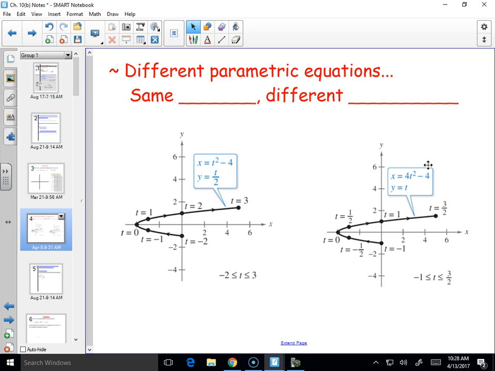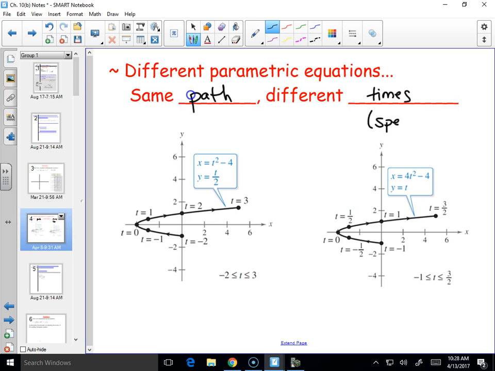Alright, kiddos. Same path, different times, which indicates same path, different speeds. Anything else unique that can happen in parametric? In functions, how many graphs are there for y equals x squared? How many functions can be that path in function mode? One, y equals x squared. Well, I guess you could do y equals 4x squared over 4. So what is it really? x squared. But in parametric, do these look the same? No, they don't look the same.